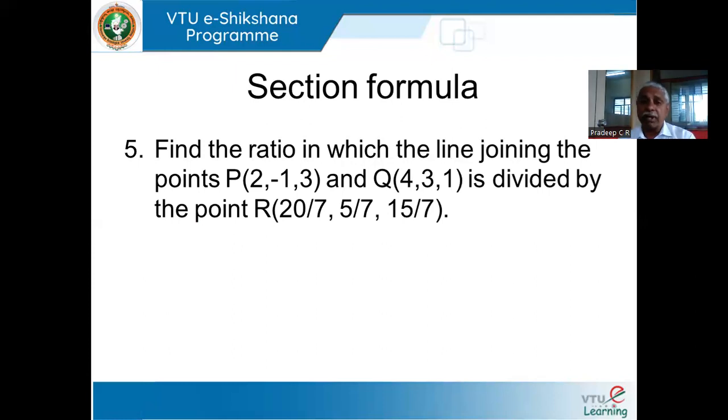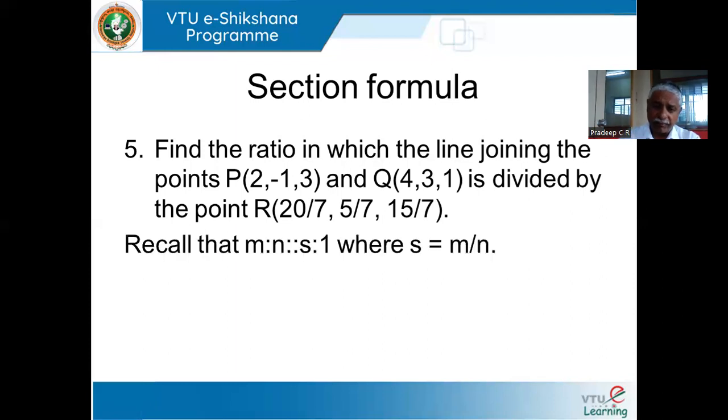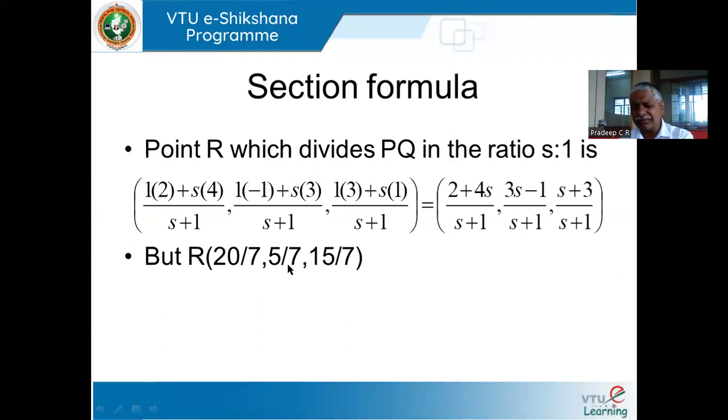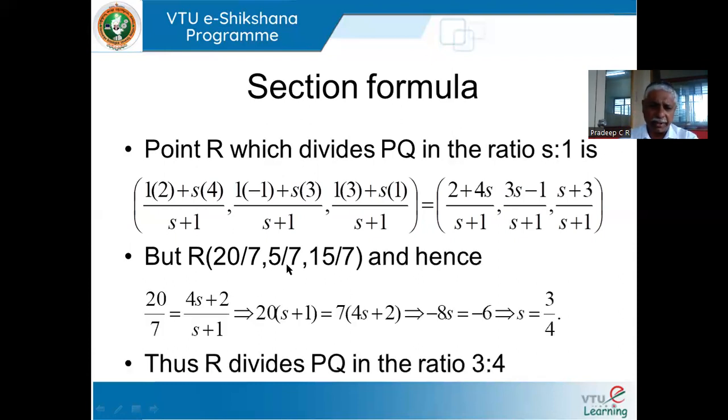So now I use the section formula on PQ. I don't know S, I'm trying to find it. S into the X coordinate of Q plus 1 into the X coordinate of P, and so on. This is the section formula I used, and I will equate this point to this point. You can take any one of the coordinates, you will get the same result, is all I have told here.